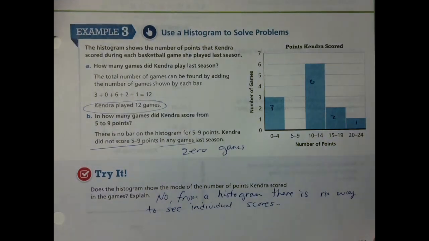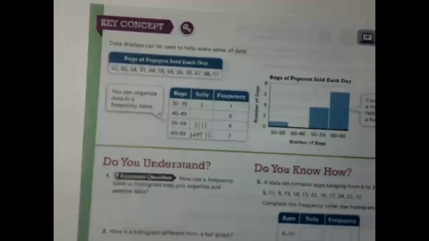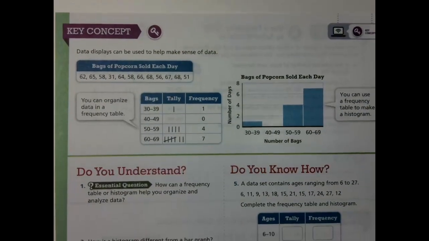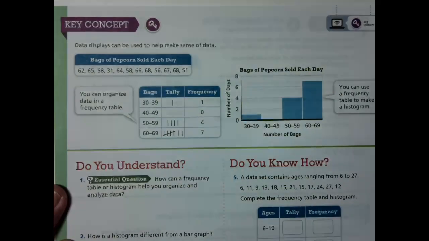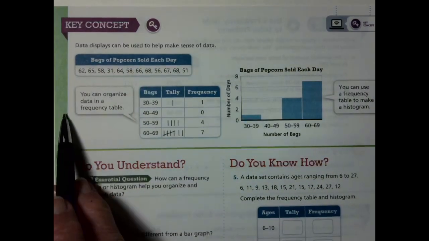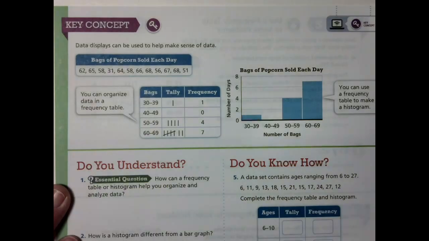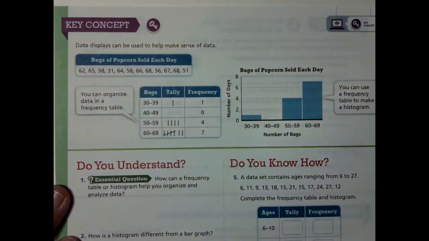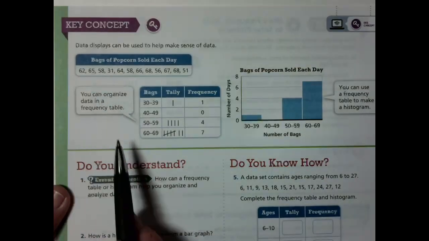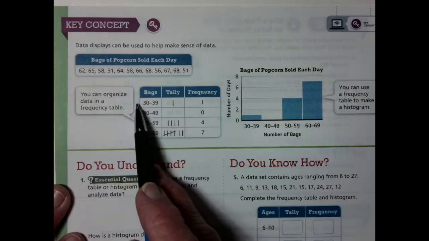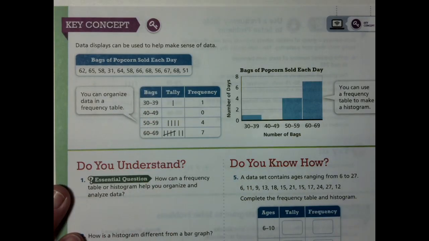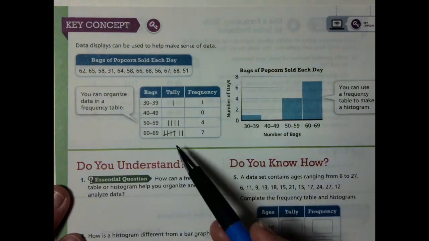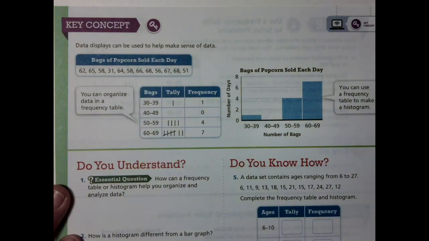All right, let's go to page 492. Key concept. This is like a summary of what you learned in today's lesson. The data displays can be used to help make sense of data. So here's a list of data. You can organize data into a frequency table. When we see we got 60s, 50s, 30s, 60s, 50s, 50s, 50s. Okay, so it goes from 30 to 60 something. So they chose to group it 30s, 40s, 50s, and 60s. Counted them up. We had 1 in the 30s, none in the 40s, 4 in the 50s, and 7 in the 60s.